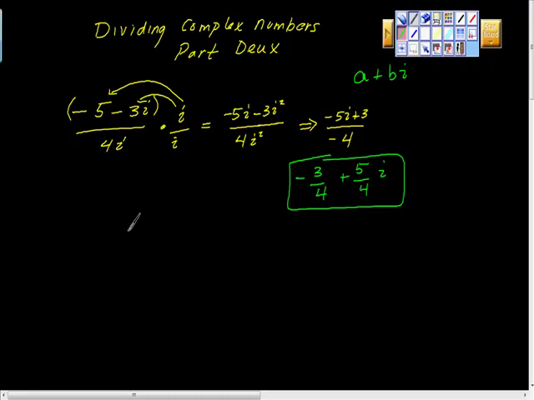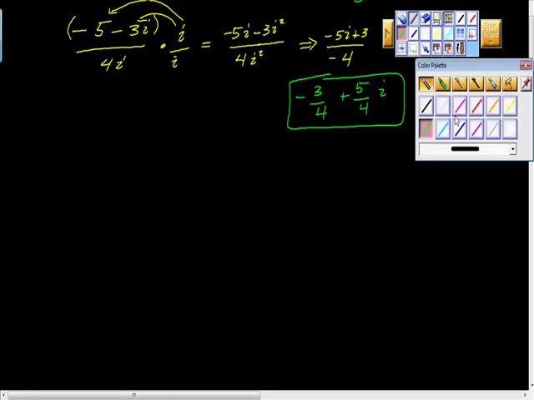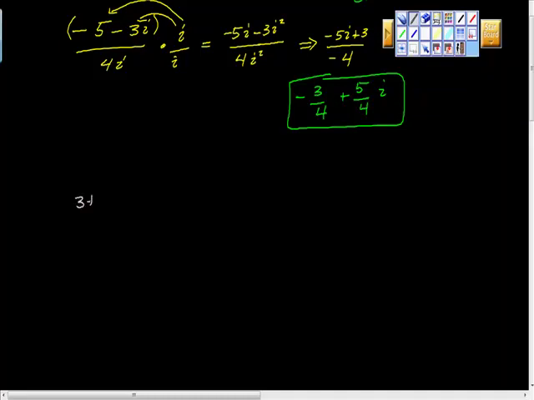Alright, let's try another one, shall we? What about this one? I think this one's a little bit more straightforward. Let's look at this one, please. How about this example here? Joel, how about we use pink? 3 plus i over 3 minus i.